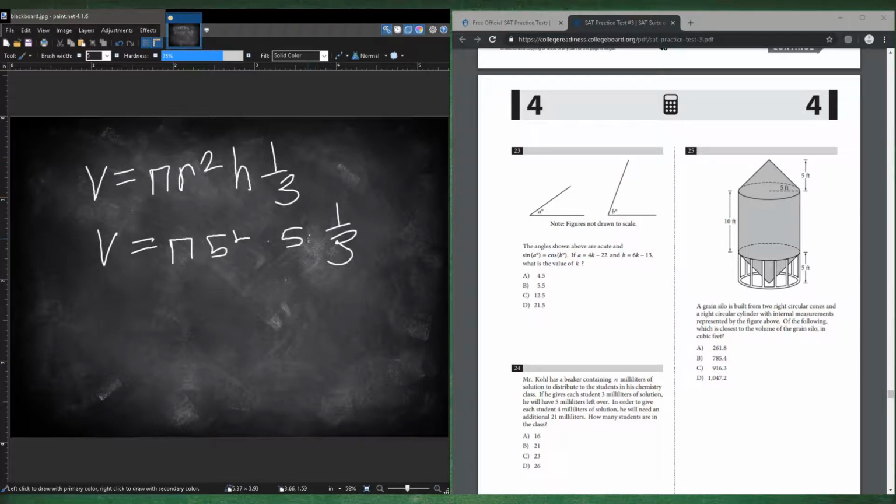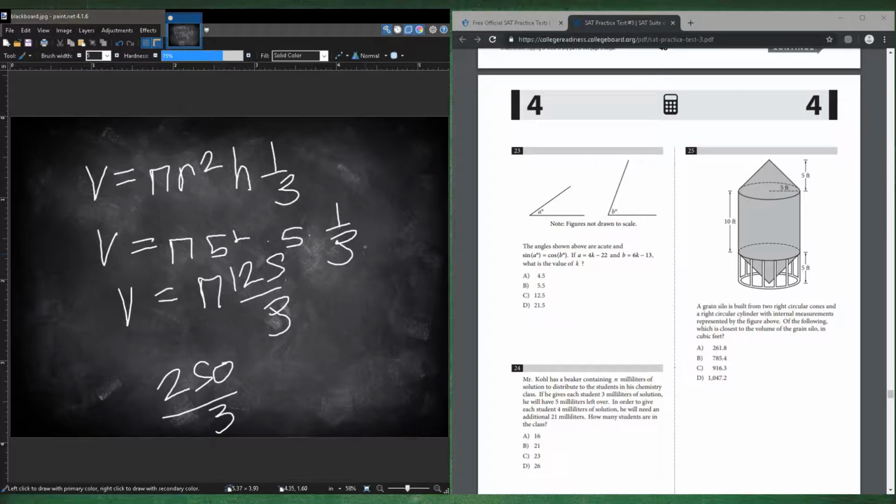Let me calculate this first. So 5 squared times 5 times 1/3. Use your calculator. 5 squared times 5 times 1/3 is 125 over 3. Now you multiply that answer by 2 because you want both the cones. So you get 250 over 3.